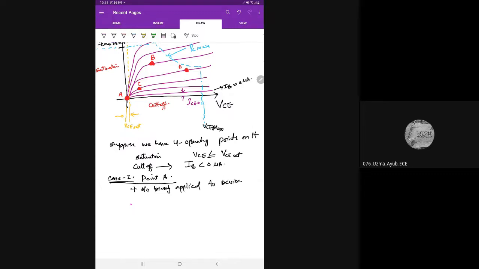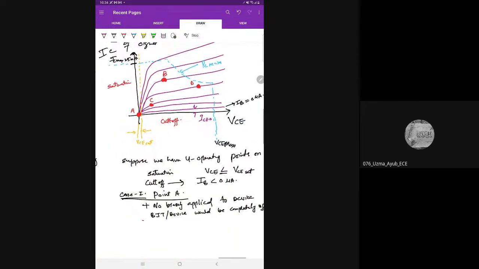So in this case, the device would be completely off. Why? Because no output current is there. IC 0 है, जैसे कि point A पे है, IC भी 0 है, और VCE तो हमने already 0 ही किया है. ठीक है, VCE तो है already 0. So the device will be completely off.